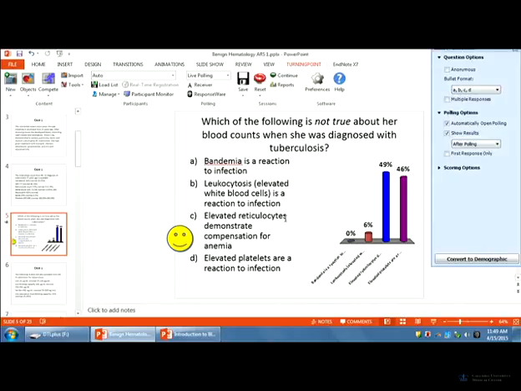Should we look at some blood smears for 10 minutes, or are you guys fried? All right, we're going to do it.